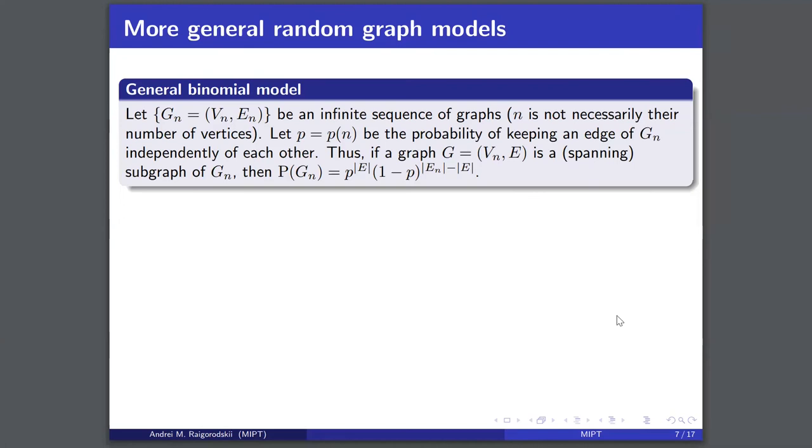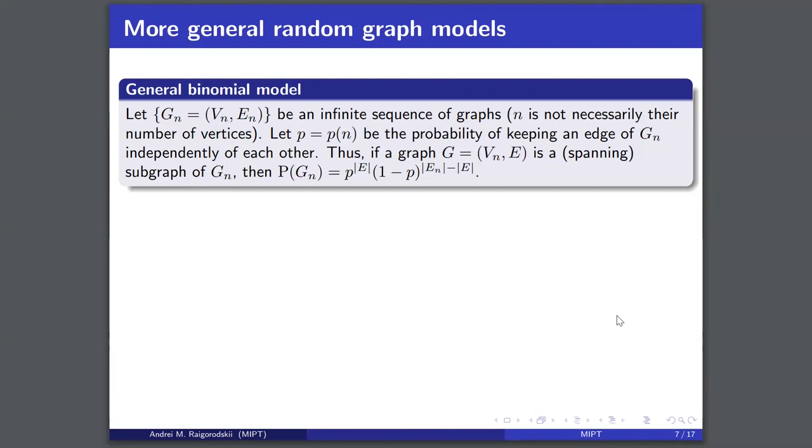Spanning is a subgraph with the same set of vertices. Then we put the probability of this graph equal to p to the power cardinality of E, times 1 minus p to the power cardinality of E sub n minus the cardinality of E. So in our previous studies, instead of the cardinality of E sub n, we had n choose 2, yes? But we had it. Yes?